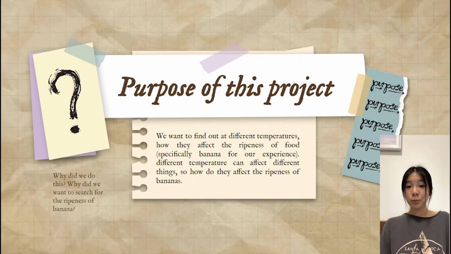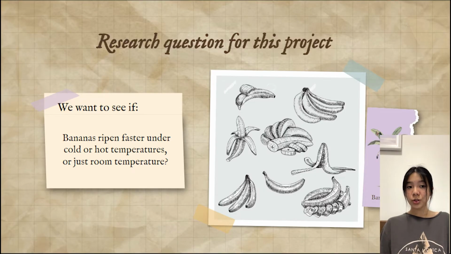Our main purpose is we want to find out how different temperatures affect the ripeness of food. Different temperatures can affect different things, so how do they affect the ripeness of banana? The main question we have is, do bananas ripen faster under cold temperature, hot temperature, or just regular room temperature? That's the question we need to answer after this project.